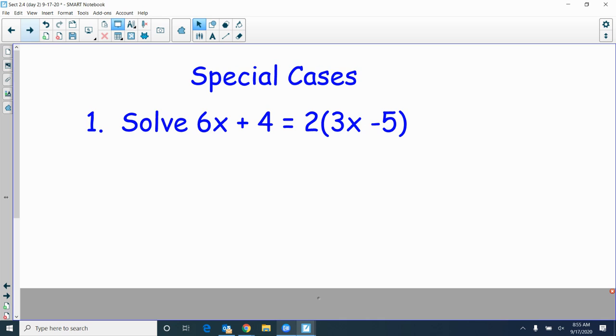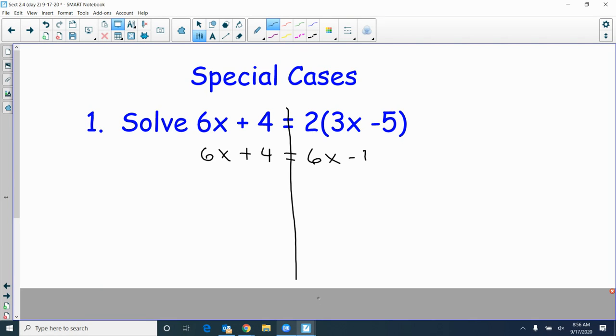All right, we're going to run into what we call special cases. We're going to solve these exactly the same as we have before. From your steps from yesterday, you want to get rid of parentheses and combine like terms on each side of the equation. Well, on the right-hand side, we got to get rid of parentheses by distributing that 2. So I get 6x plus 4 equals 6x minus 10. Make sure you multiply it by both of them. 2 times 3 is 6. 2 times negative 5 is negative 10.